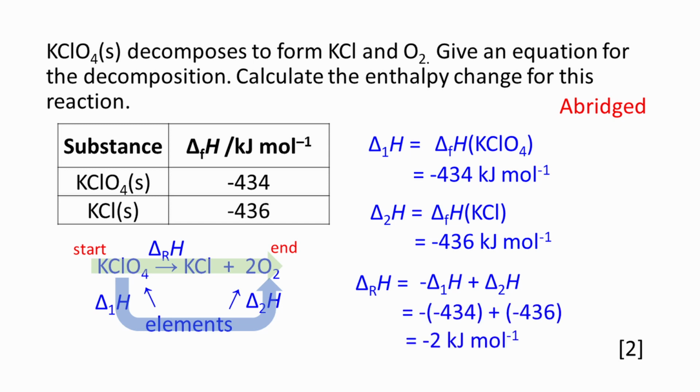To complete the question, substitute the values into the equation. Take care with directed numbers. Many students make mistakes when subtracting negative numbers. The final answer works out to be minus 2 kilojoules per mole.